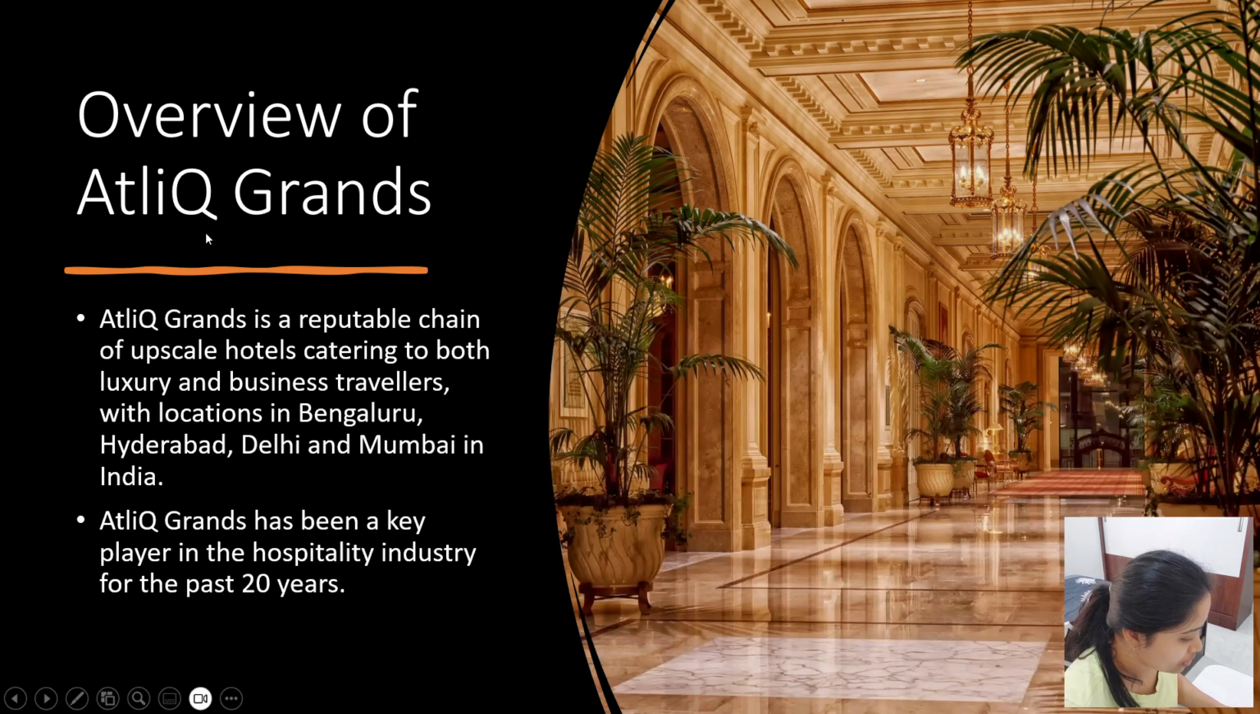Let us have a brief overview of AtliQ Grands. So AtliQ Grands is a very reputable chain of upscale hotels. They cater to both luxury and business travels. They have locations in some of the biggest cities: Bangalore, Hyderabad, Delhi and Mumbai. They have been a key player for the past 20 years.